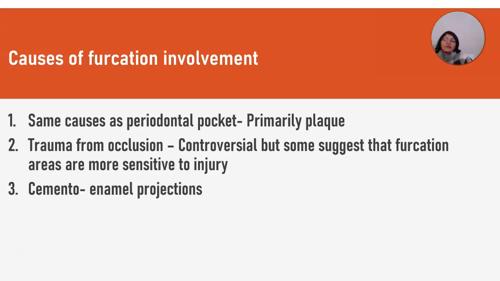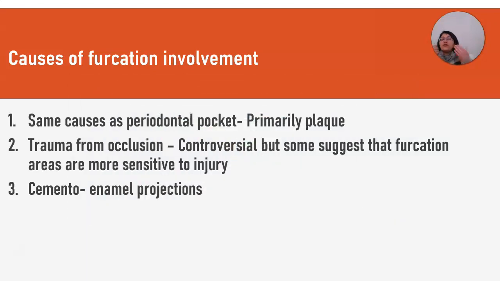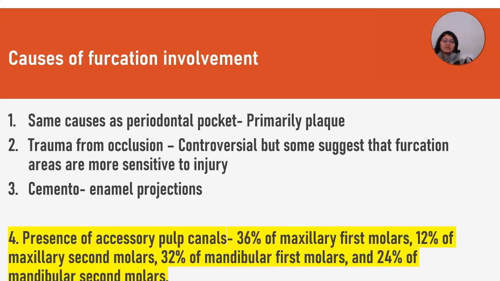Okay, cemento enamel projections. You've all read about cemento enamel projections. It's taught in every perio book, in every perio subject. Clinically, if a patient is coming to you, you will not be able to see, oh, there is a cemento enamel projection. But it is something you will be able to see when you are doing a surgery, and they are again a harbor of plaque. They harbor plaque, and that again causes extension of inflammation and causes furcation involvement. Okay, so that's considered one of the most common causes again.